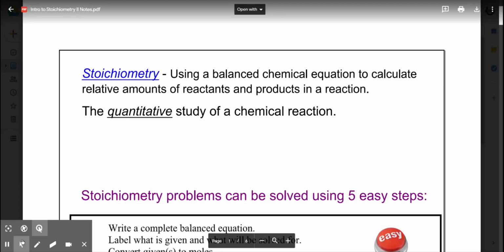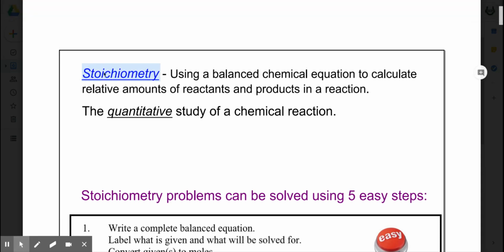Now that you've mastered molar ratios, we can move on to the remaining steps involved in solving a stoichiometry problem. I thought now would be a good time for me to go ahead and give you the definition of stoichiometry. As you can see up here, stoichiometry is defined as using a balanced chemical equation to calculate relative amounts of reactants and products in a reaction.